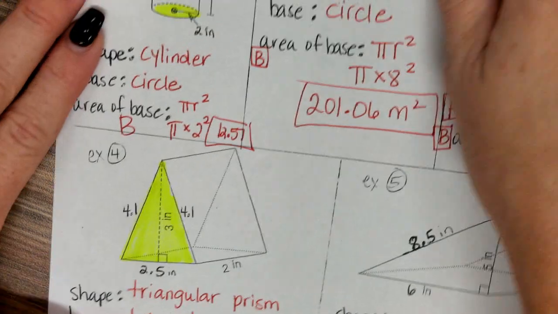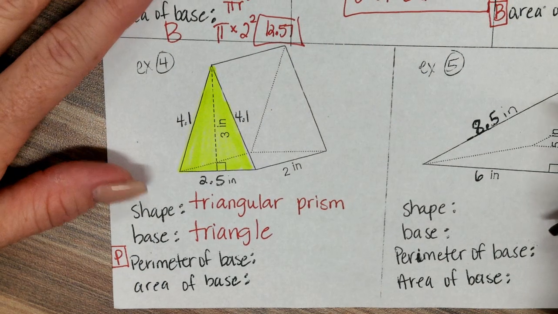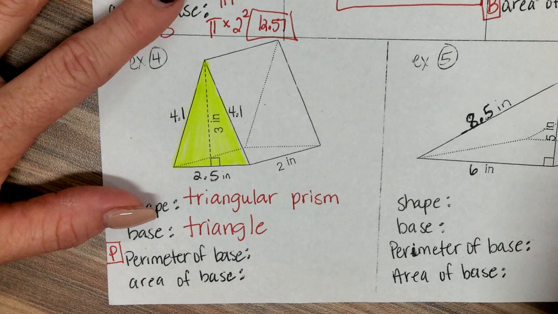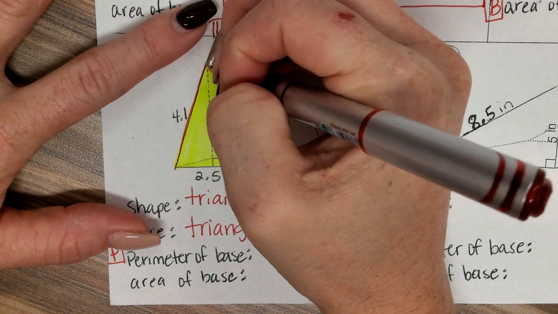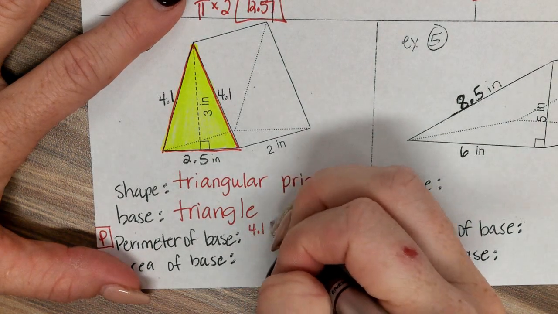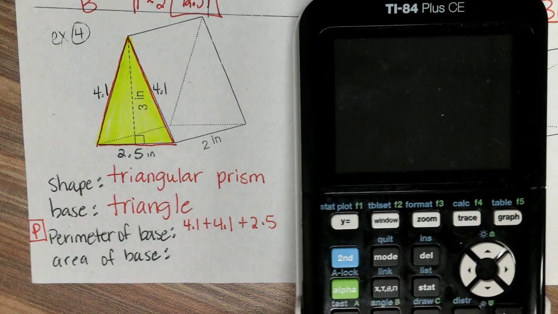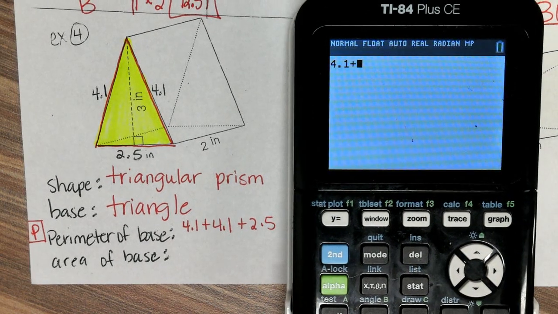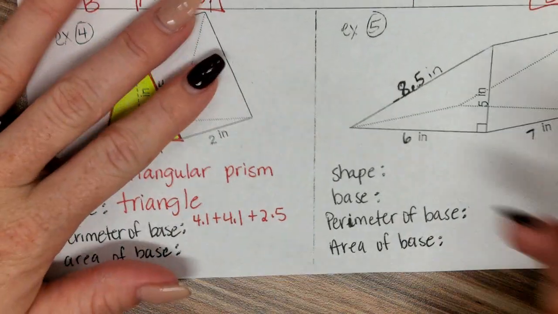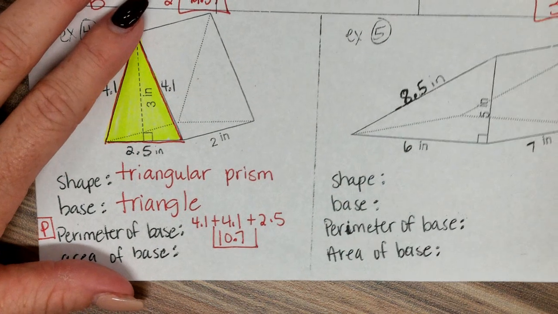All right. Capital P, the perimeter of the base. How do you find the perimeter of any shape? Add all the sides. How many sides does a triangle have? So I'm going to add this side, and this side. So I'm doing 4.1 plus 4.1 plus 2.5. And I'm going to let my calculator do the work, and I got 10.7. That is the perimeter of the base.